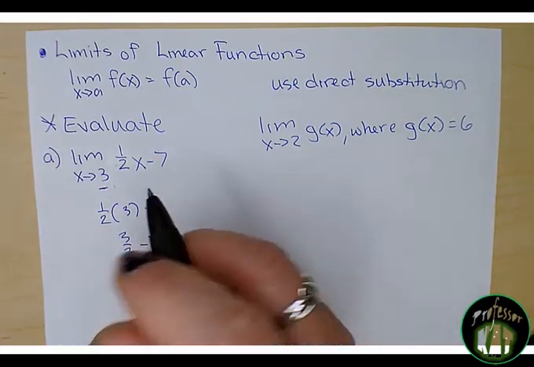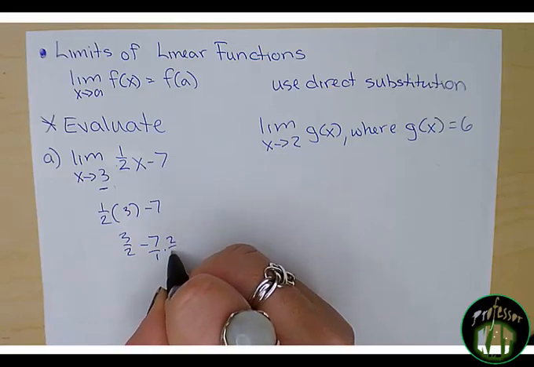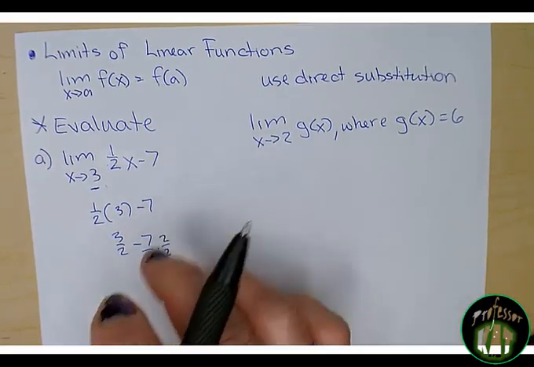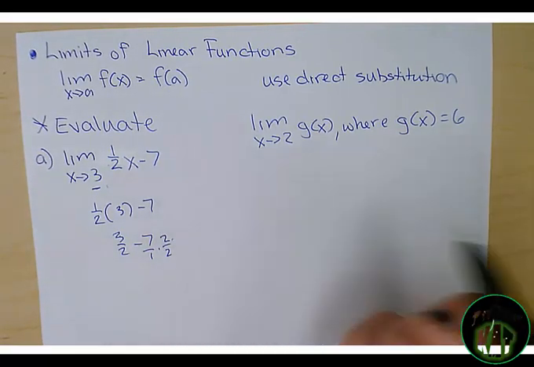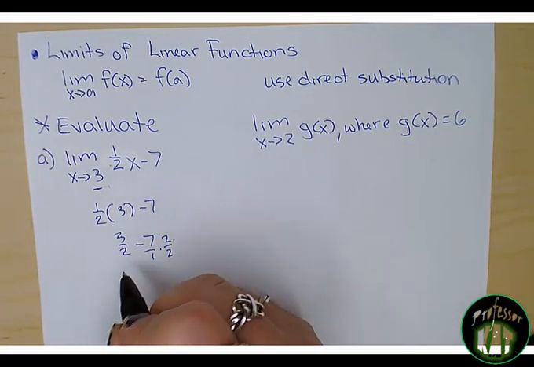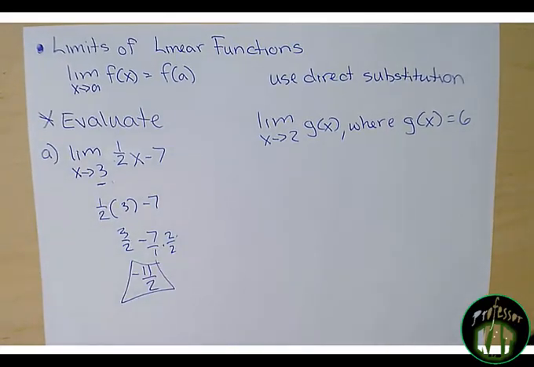And when we calculate that, get common denominators and all of that, 7 over 1, we'd need to multiply that by 2 over 2. So that's really going to be 3 minus 14 here. And we are going to be left with a negative 11/2 for that limit.